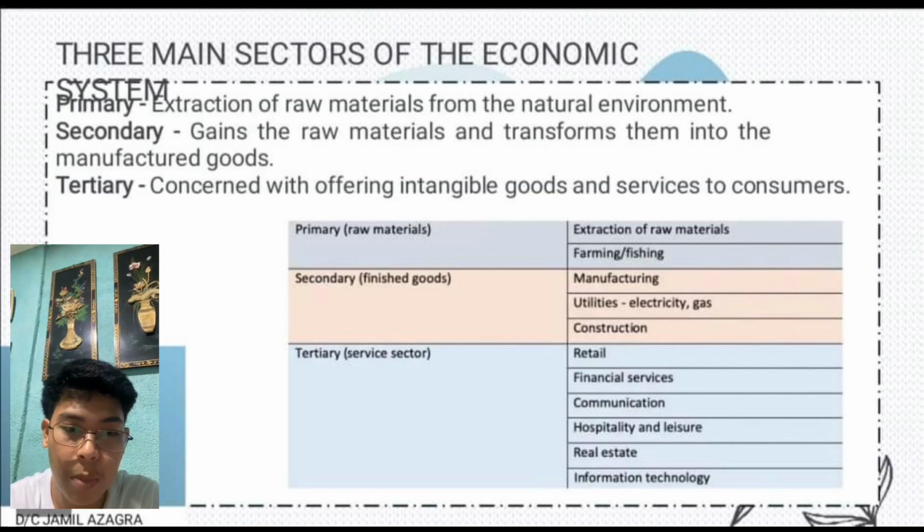Three main sectors of the economic system. Primary: extraction of raw materials from the natural environment. Secondary: gains the raw materials and transforms them into manufactured goods. Tertiary: concerned with offering intangible goods and services to consumers. Examples of primary are raw materials, farming, and fishing. Secondary: manufacturing, utilities, electric and gas, and construction. Tertiary: retail, financial services, communication, hospitality and leisure, real estate, and information and technology.